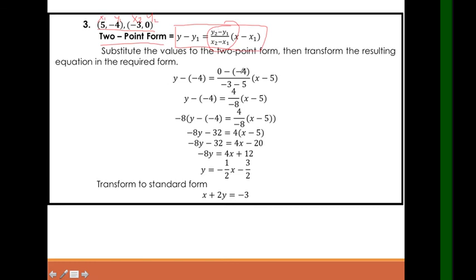Y sub 2 is 0 minus negative 4 for y sub 1 over x sub 2 is negative 3 minus positive 5 for the x sub 1. Then x minus x sub 1 is 5. Okay. Then for this, 0 minus negative 4, negative times negative is positive. So we have 0 plus 4 is 4. And then negative 3 minus negative 5 is negative 8.